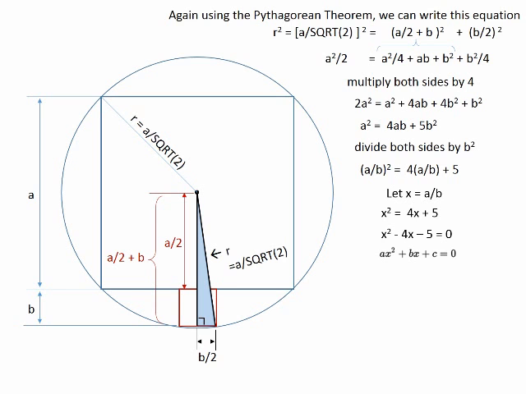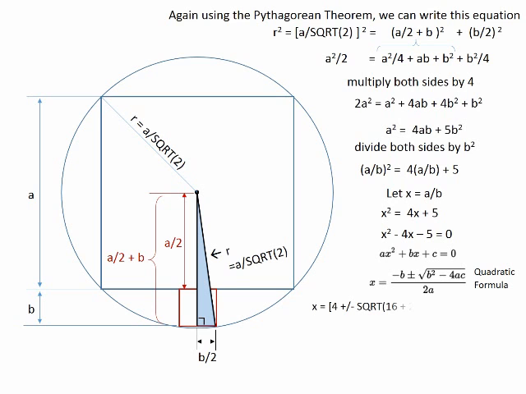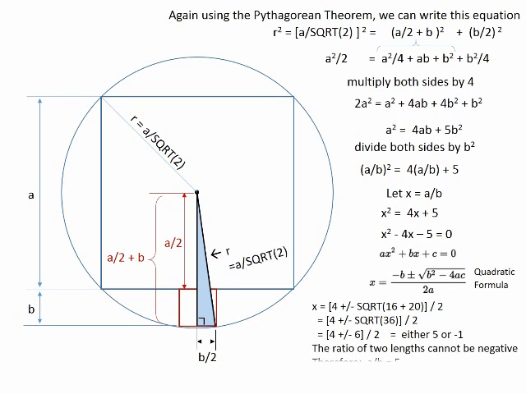Rearrange terms to get this standard quadratic equation form. This allows us to use the quadratic formula to solve for x. Plugging the coefficients into the quadratic formula yields this new equation, which simplifies to, which further simplifies to, and which finally evaluates to either 5 or -1. The ratio of two lengths cannot be negative, therefore a over b must be equal to 5.